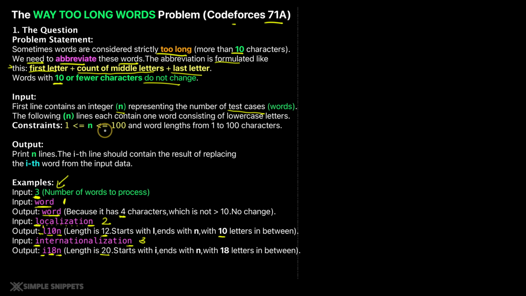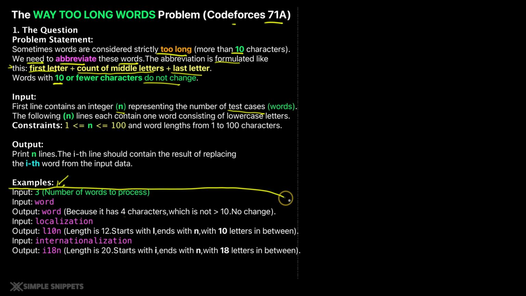All we need to understand is the output has to be, we have to print the n lines. That is, the ith line should contain the result of replacing the ith word for the input data. So basically whatever word you take as an input, you have to print it as an output, and depending upon whether it has more than 10 characters or 10 or less than 10 characters, you have to apply this particular abbreviation formula or not. So essentially what we want is exactly this output.